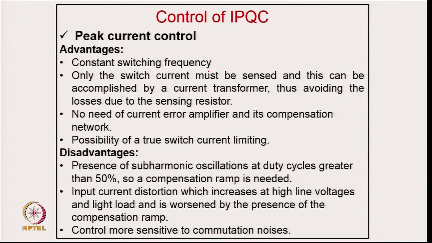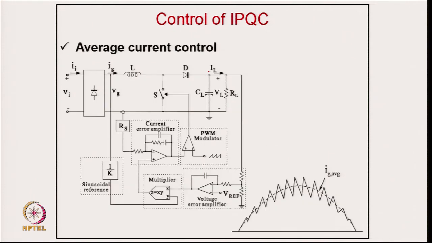So, these are the benefits or advantages, but there are some disadvantages: presence of subharmonic oscillation at duty cycle greater than 50%, so a compensation ramp is needed; input current distortion which increases at high voltage and light load, and is worsened by the presence of the compensation ramp; and control more sensitive to commutation noises. The other control for this boost converter, the PFC power factor corrected boost converter, typically shown here, we call average current control.